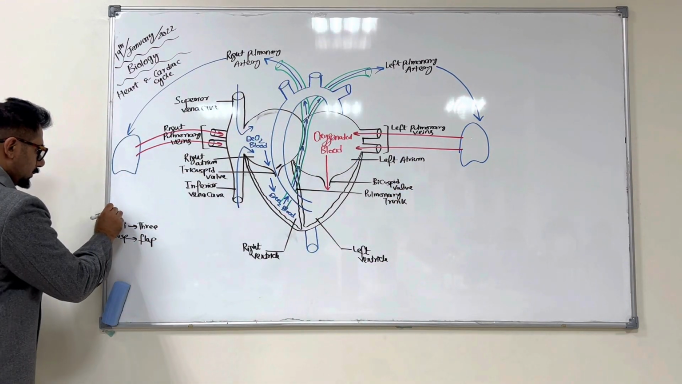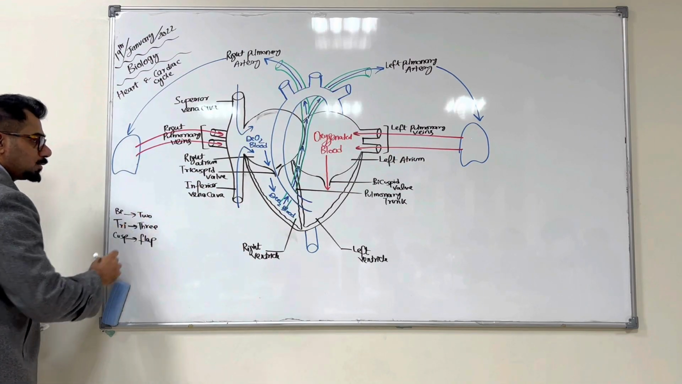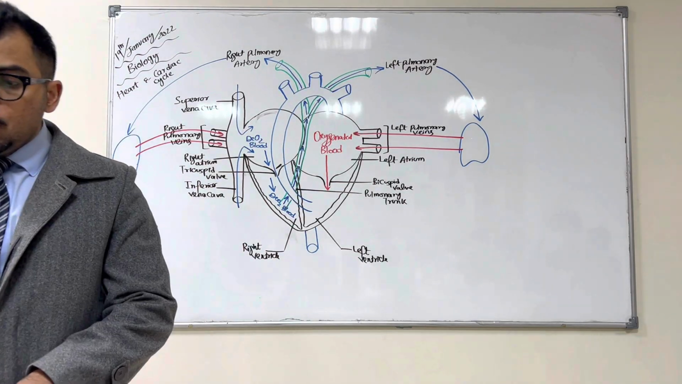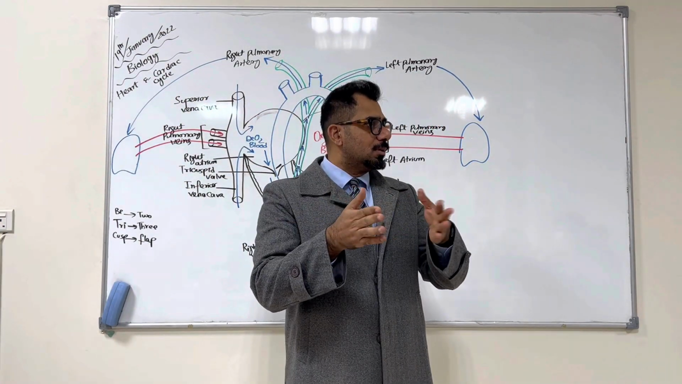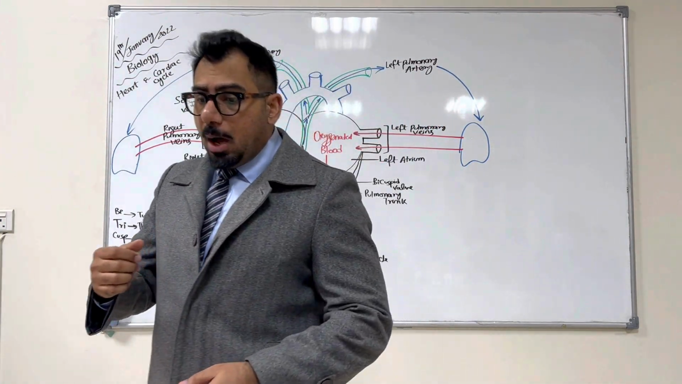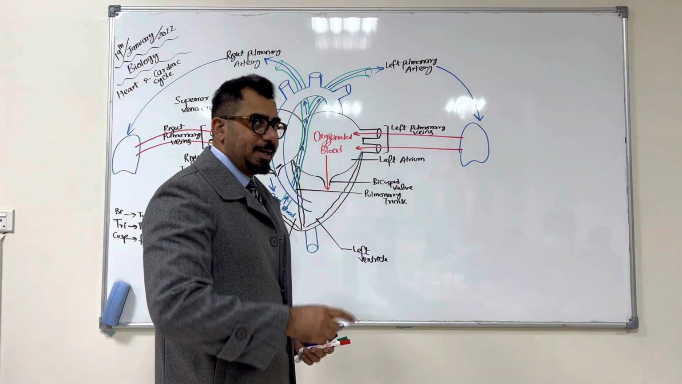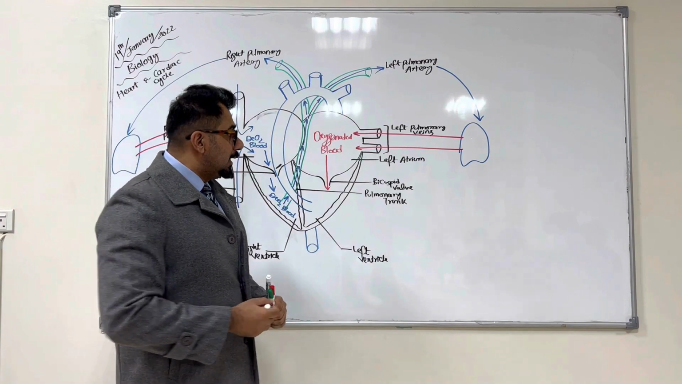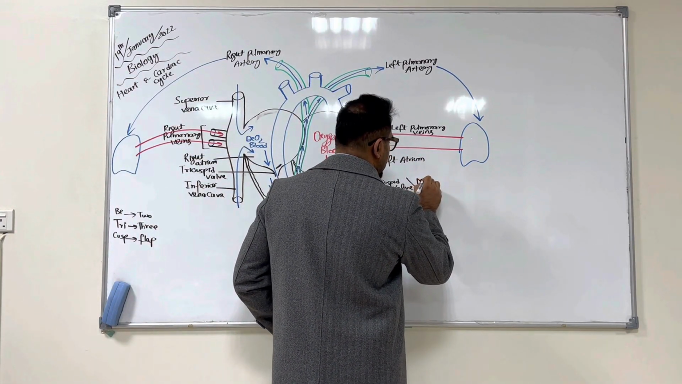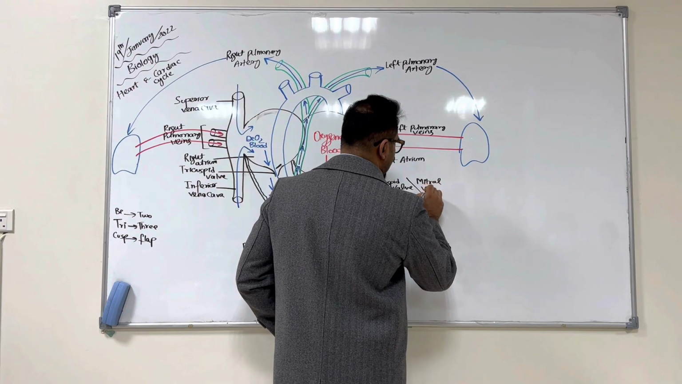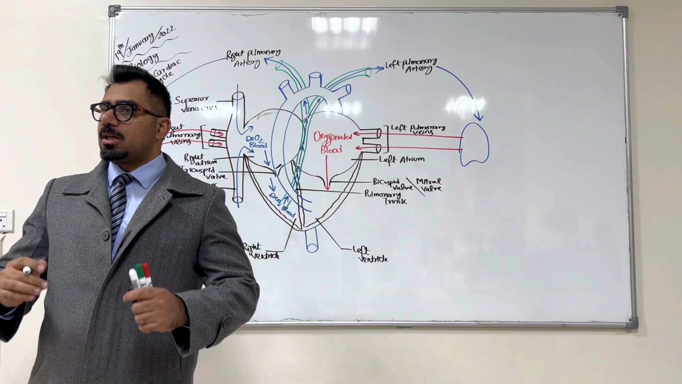Again, the word bi means what? Two. And cusp means what? Flap. So over here, there are two flaps only, right? Now, before we discuss the difference between tricuspid and bicuspid, let me tell you one more thing. This bicuspid valve is also called the mitral valve. What is it called? Mitral valve.